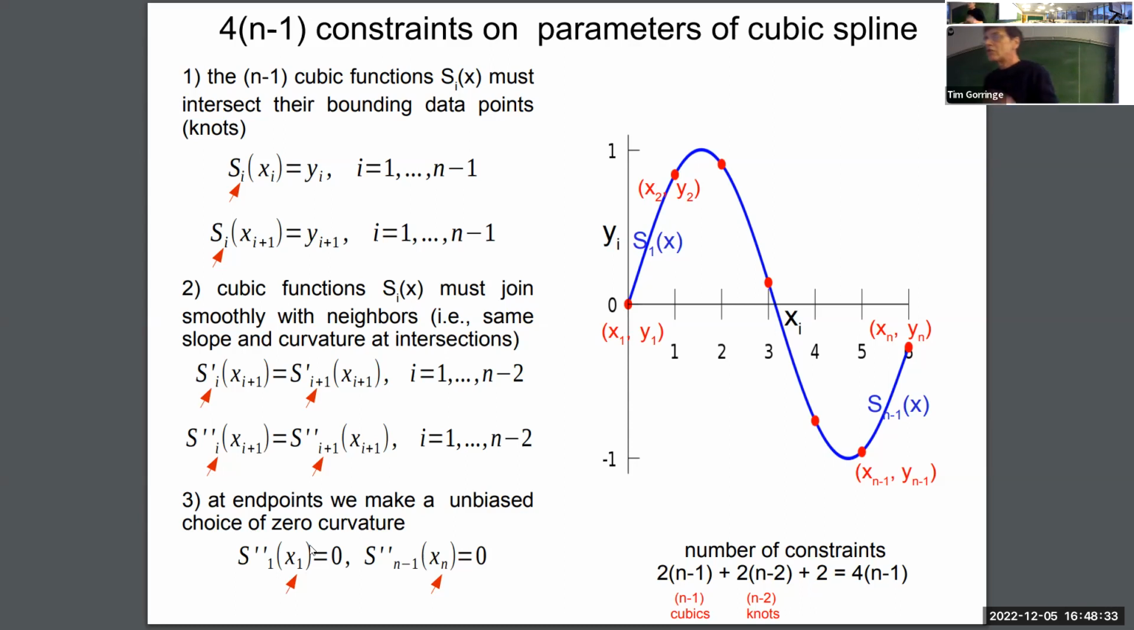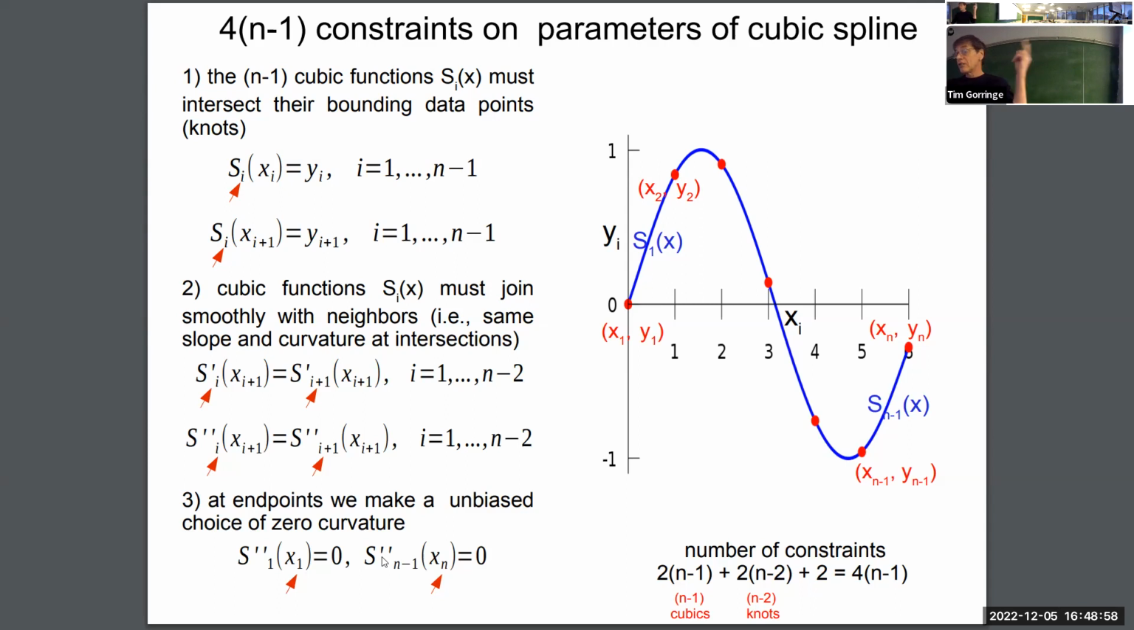So that's two more constraints, and it's only two constraints. It's that the slope of this far left cubic function is zero at this point, at the far left point, and the slope of this far right cubic function is zero at this far right point. So that's this equation here.